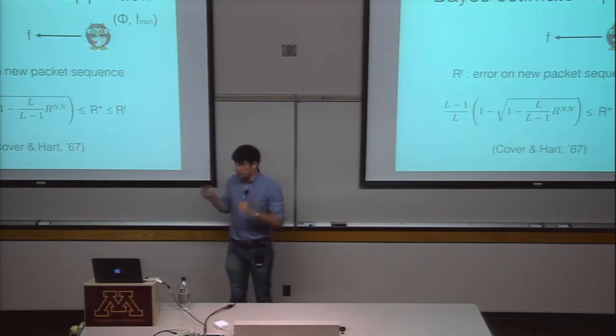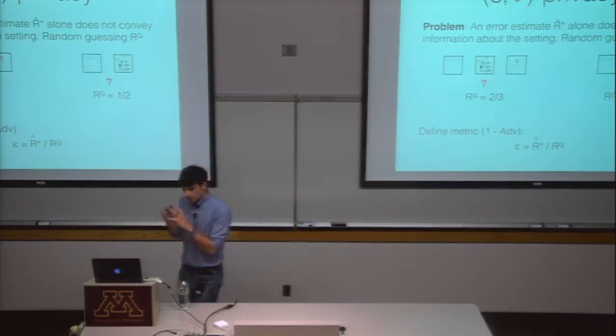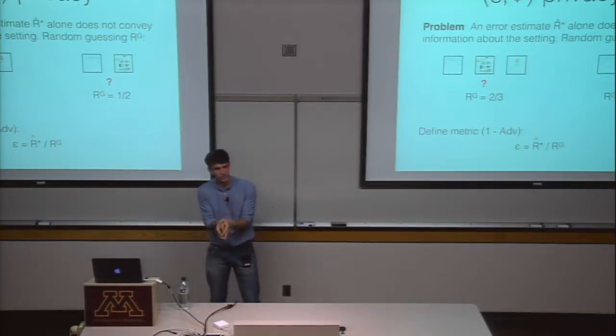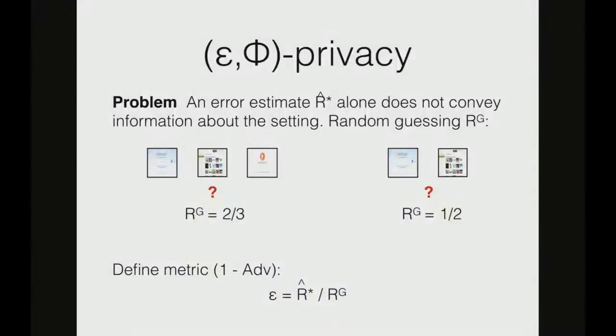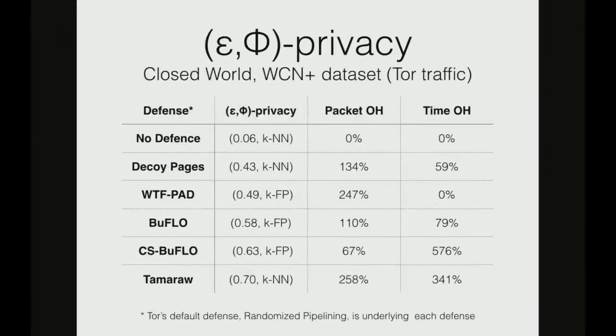So we have an error bound, and we may need something more, because an error bound on its own does not tell us much about the setting. In a 3 classes classification setting, that is, the adversary has to pick between 3 websites, by random guessing, this would be his error. In a 2 classes classification, he would have a much smaller error just by random guessing, which is why I propose this privacy parameter epsilon, which normalizes the error bound as we computed in the previous slide by the error of random guessing. And in the paper, you can find details about how this is related to the cryptographic concept of advantage with respect to random guessing.